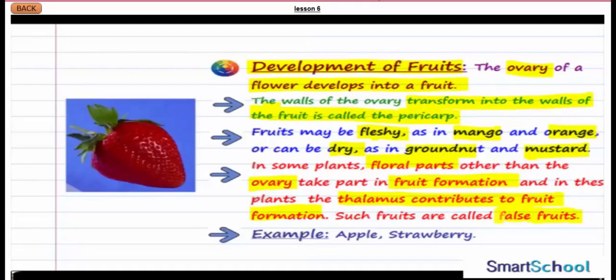Now what are false fruits? False fruits are the fruits which are formed from the thalamus of the flower rather than from the floral parts of the plant. So the thalamus, when it contributes to fruit formation, such fruits are called false fruit. Some examples of the false fruits are apple and strawberry. Here in this image, you can see a false fruit, that is strawberry.